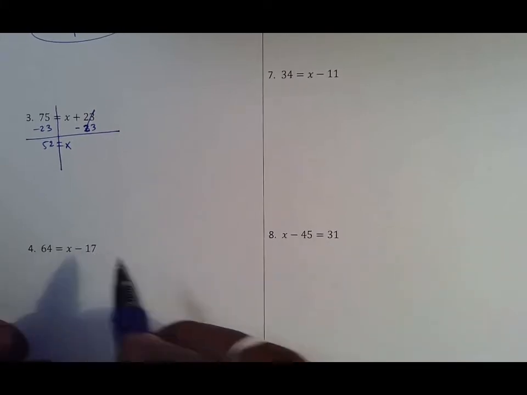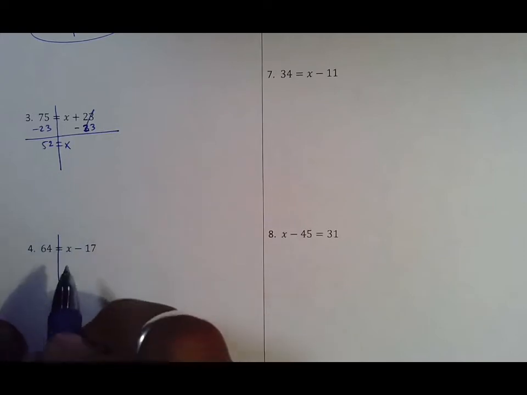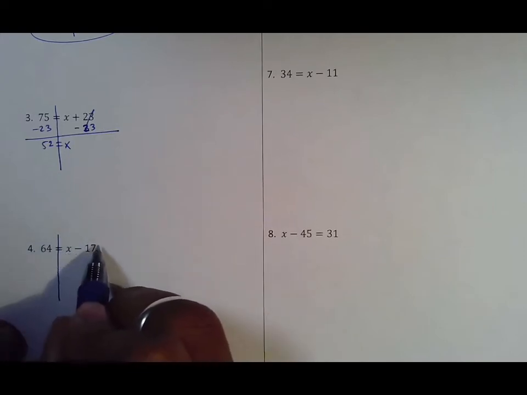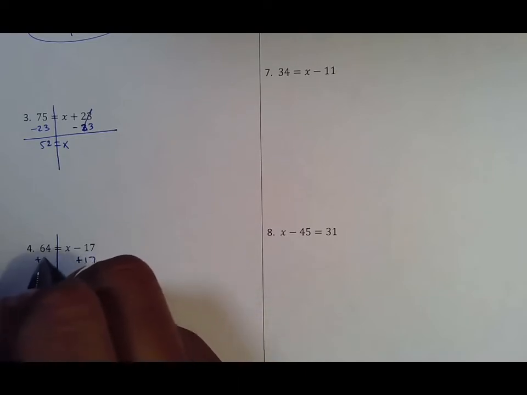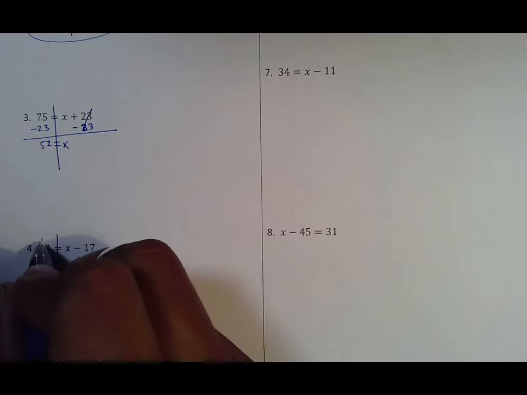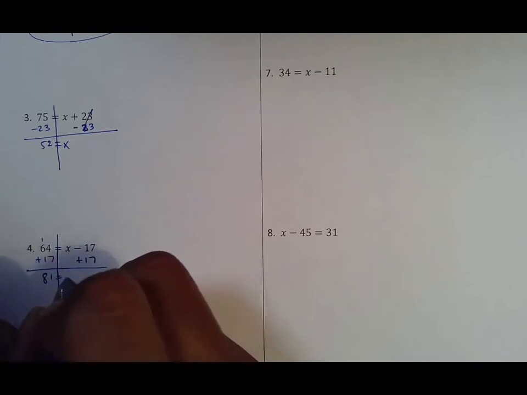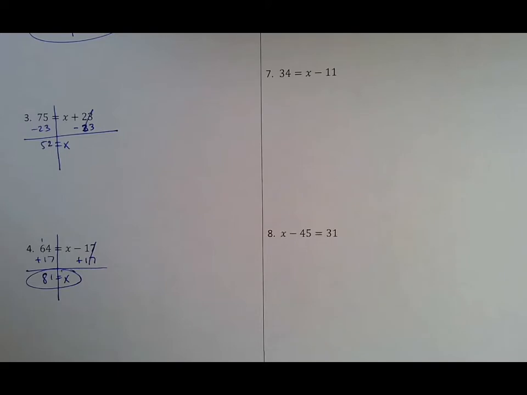Next one, 64 equals x minus 17. Well, once again, if you draw your wall so you can see, x is on the right, minus 17 needs to move, and the way we move a minus 17 is with a plus 17. It's just the opposite. 4 plus 7, 11, 6, 7, 8. Bring down your x, 17's cancel. That is my answer. X is 81. Again, 81 minus 17 is 64.